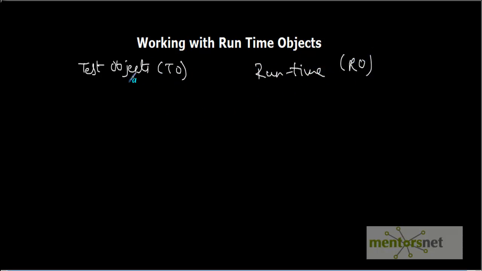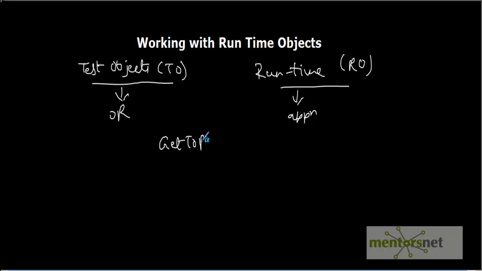So TO are the objects that we have saved into our object repository, whereas RO are the objects on your application, the application that you are currently using. The objects that are appearing on that application are your runtime objects. We will understand the runtime object concept using three methods. The first one is GetTOProperties.